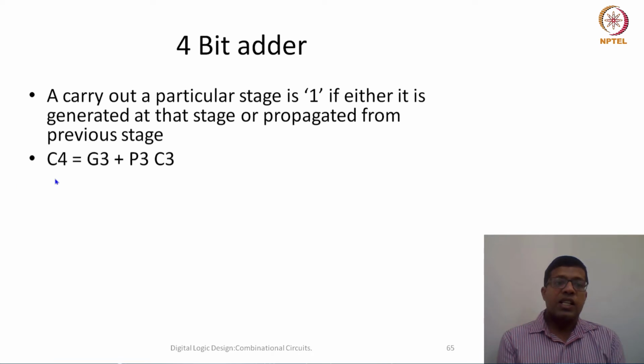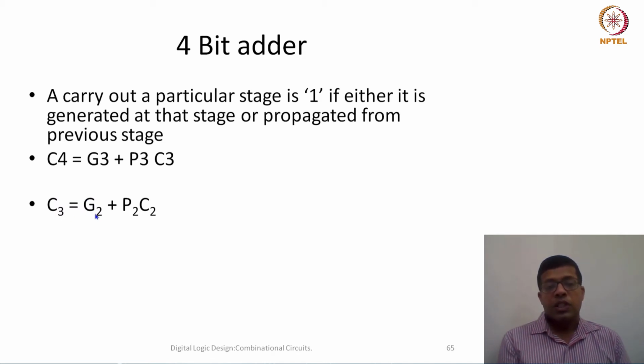So I can write C4, which is the last stage of my 4-bit adder. C4 would be 1 if it is generated in the third stage, or it is propagated from the third stage and there was a carry in from the third stage. Similarly, carry for the third stage is equal to it is generated at the second stage, or it is propagated from the second stage and there was a carry input to the second stage.